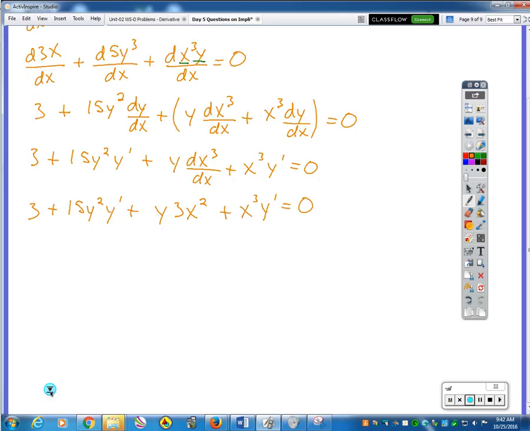Awesome. Raise your hand if you need to keep going, otherwise we'll just quit. Raise your hand if you need to keep going. Move terms that don't have y prime in them to the other side.